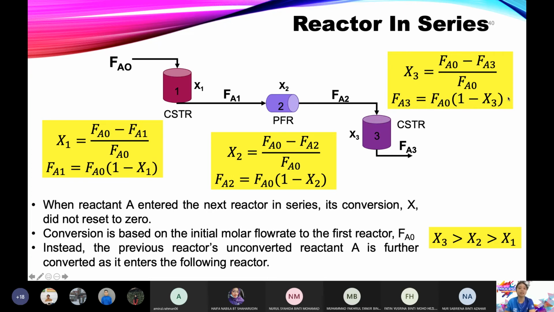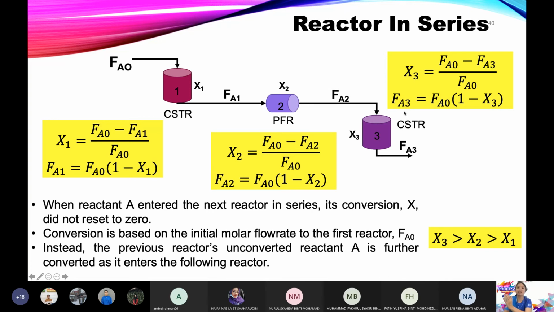Okay, now kalau kamu perasan, kamu nampak there's a correlation kan? Kalau reaktor pertama, Fa1, Fa0, 1 minus X1. Fa2, reaktor kedua, Fa2, Fa0, 1 minus X2. Reaktor ketiga, Fa3, Fa0, 1 minus X3. So katakan kalau reaktor keempat, it become Fa4 equals to Fa0 in bracket 1 minus X4.